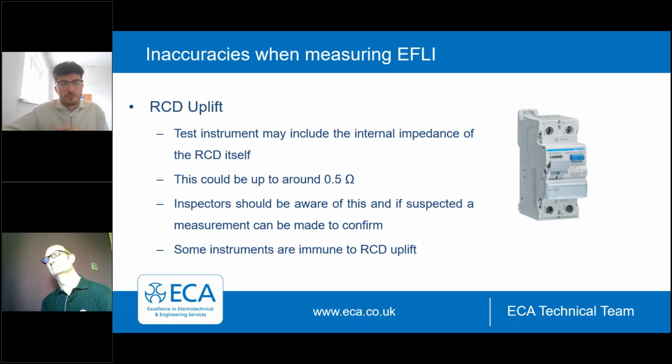Now, something else to be aware of is something called RCD uplift. What can occur here is when the measurement is carried out on one of the low settings, so the 3 low setting, for example, the test instrument may include the internal impedance of the RCD itself. So it's including the impedance of the coils within the RCD itself. Now, important to highlight that this is a may, it's not always, but it may include it on certain RCDs. Now, the issue with this, of course, is it's going to add additional impedance to your reading, and this could be up to around 0.5 ohms or maybe even more.